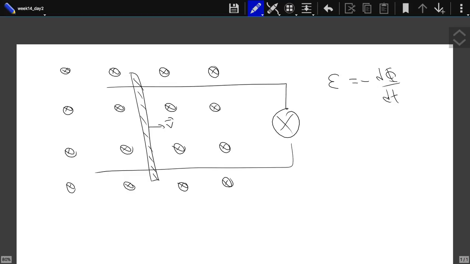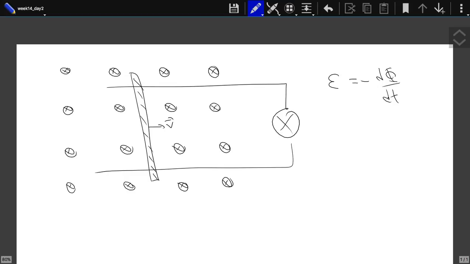Now, if v is zero, what causes the flux change? Well, if the magnetic field is stationary, nothing. So there won't be any EMF. But then the next question you can ask is, what if the magnetic field is moving, but the rod is not moving?